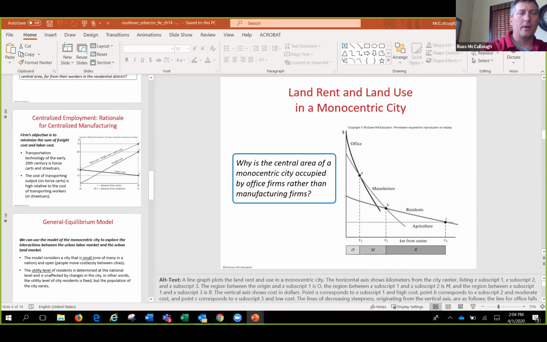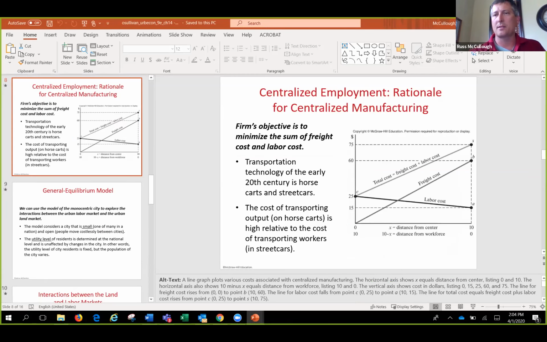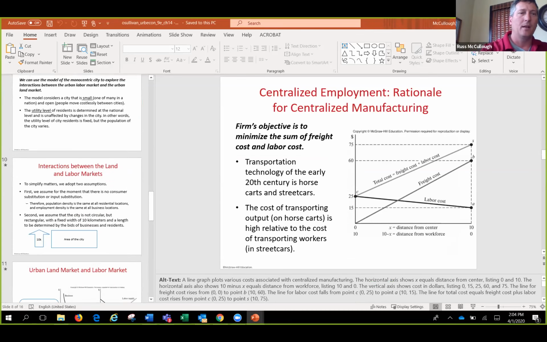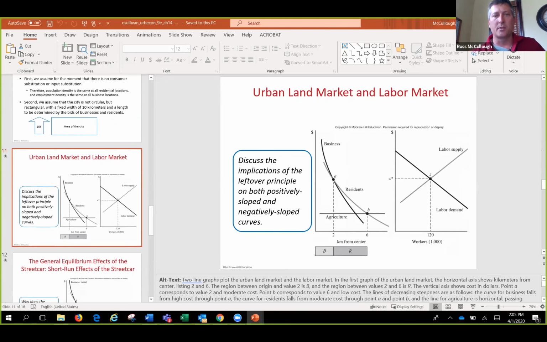The other one I might point out, and this could come in handy too, is total costs, labor costs, and freight costs. Is it cost minimizing to locate in the center or away? And then the last thing we'll use with these problems is this model, where we simplified things by getting rid of the manufacturing, just to keep things simple with the business sector and the residents.